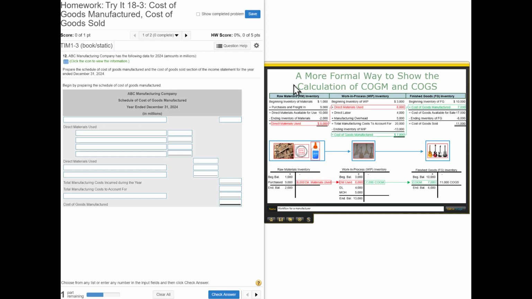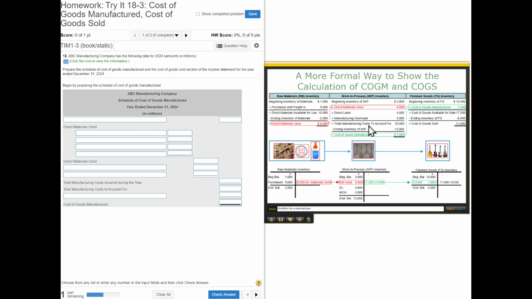Up on top, we have the formulas that represent what's going on in the T account. For example, in the T account, we have the beginning balance of raw materials inventory, and we have the same thing up here. You add that to the raw materials purchased and the freight in, which is just the shipping that might have been involved in getting the raw materials to us. You add those together, and it gives us the direct materials available for use.